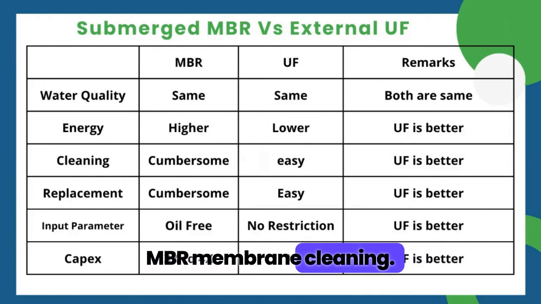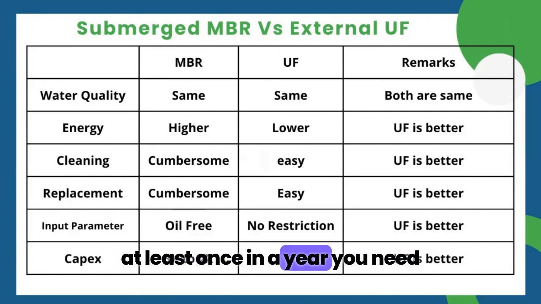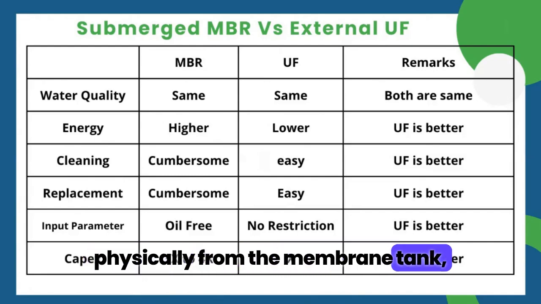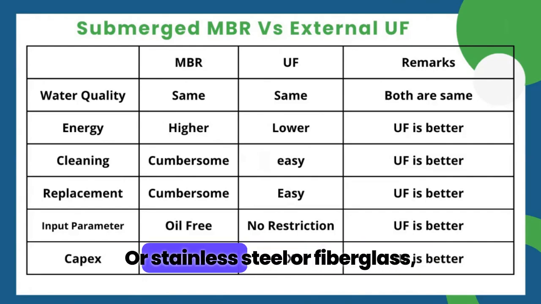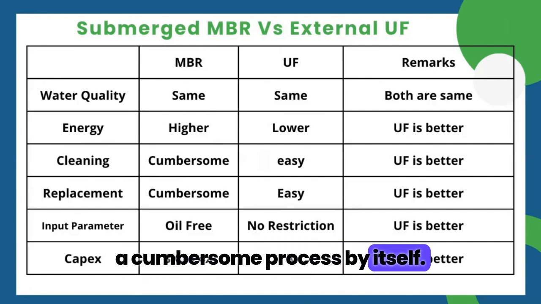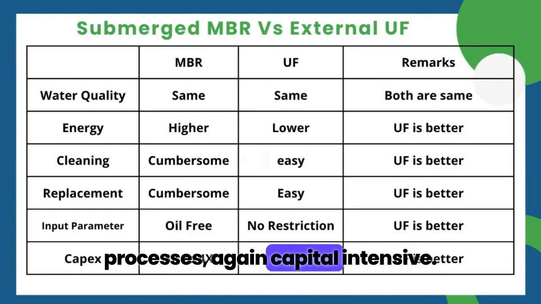MBR membrane cleaning, what membrane manufacturers specify is periodically. That means at least once in a year, you need to take out the membrane physically from the membrane tank, put it in an external tank, maybe made out of MS or stainless steel or fiberglass, and give it a chemical bath, which is a cumbersome process by itself. And creating infrastructure for such a process is again capital intensive.